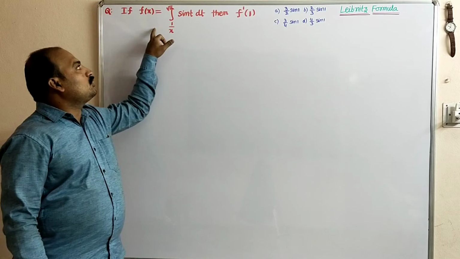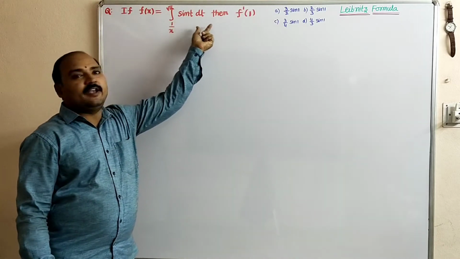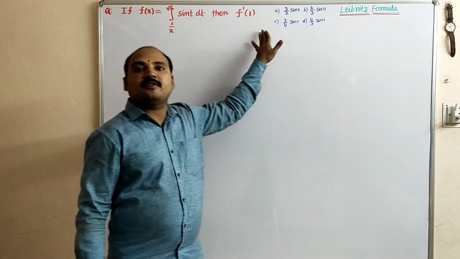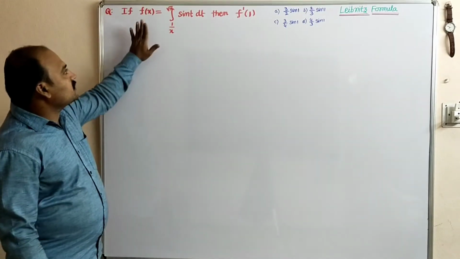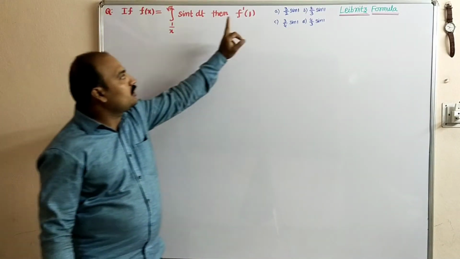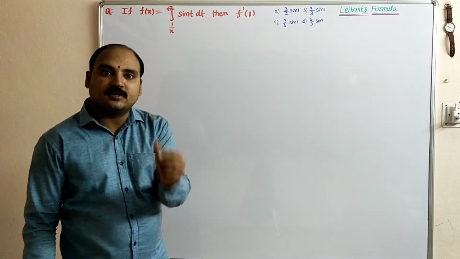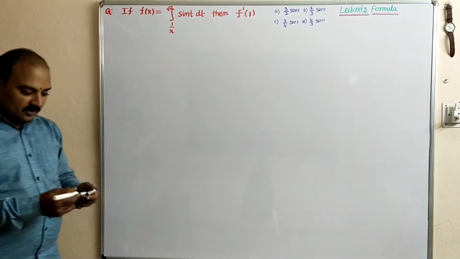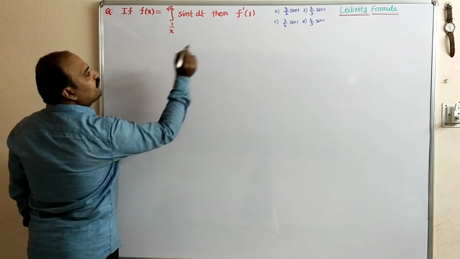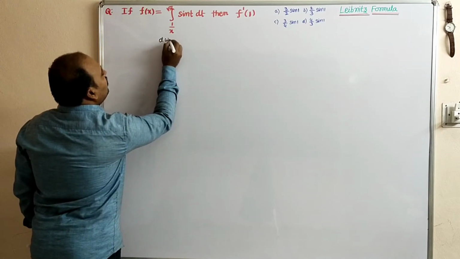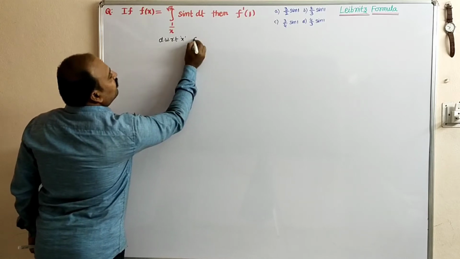If f of x equals integral from 1 by x to root x of sin t dt, then f dash of 1 is, and these are the options. Given f of x, they are asking to calculate f dash of 1. That means you have to calculate f dash of x, then only f dash of 1 can be calculated. So first, f of x is there. Directly differentiate with respect to x on both sides.